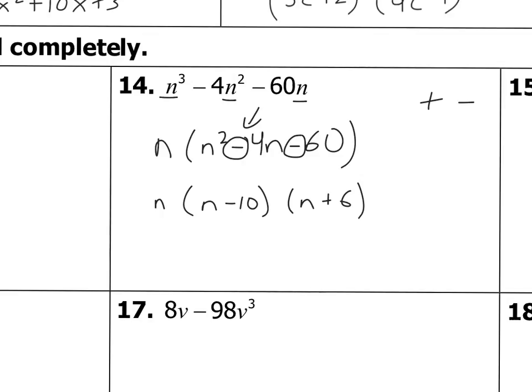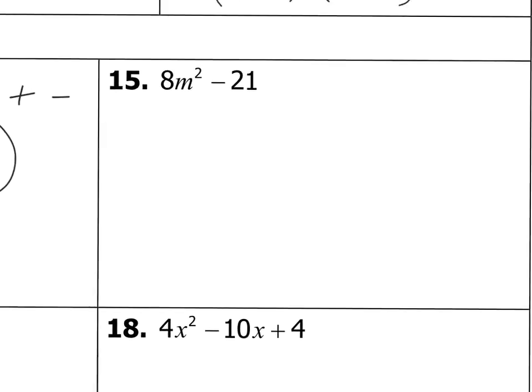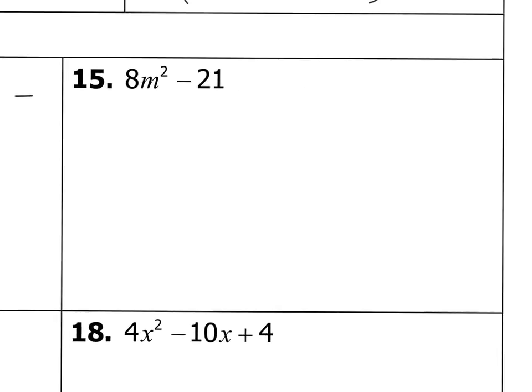And that's it. Remember that we also originally took out an n, the greatest common factor, so we had to include that n to the left of the two parentheses. And if you factor all this out, you'll see that you end up with the answer that you originally started with. All right. Next, we have 8m squared minus 21.